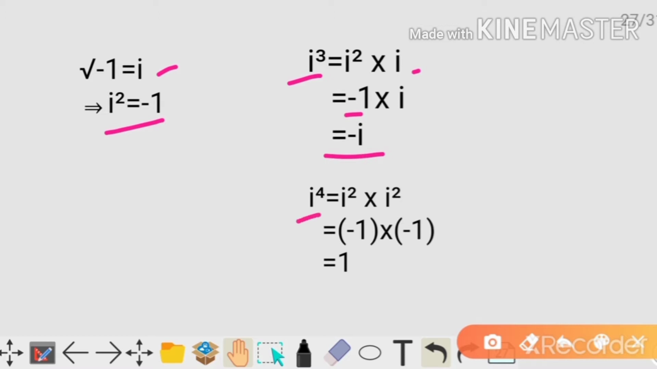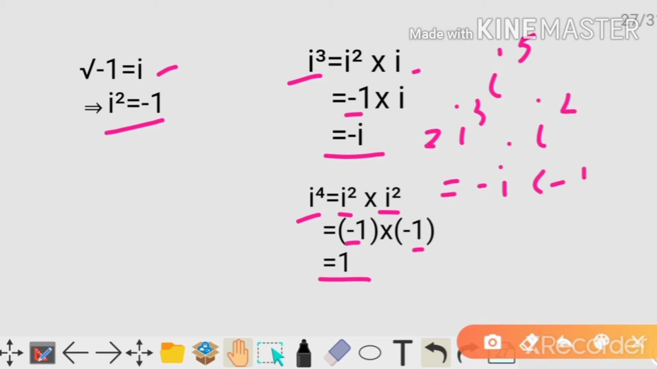Similarly, i to the power 4 can be written as i square into i square. And the value of i square is minus 1 into minus 1. So the value is 1. If I want to evaluate the value of i to the power 5, then we can write it as i cube into i square. i cube is equal to minus i and i square is equal to minus 1. So we get the value as i.